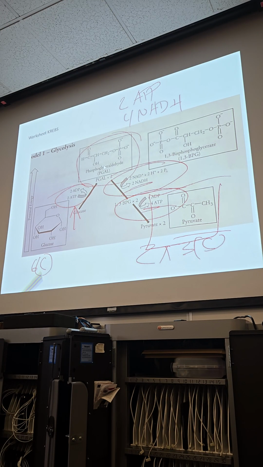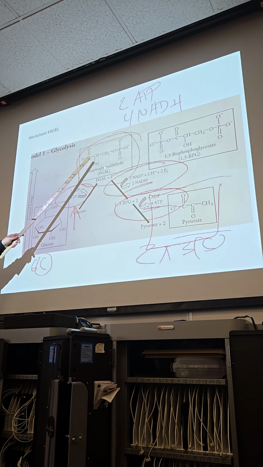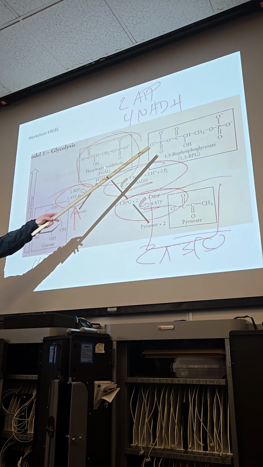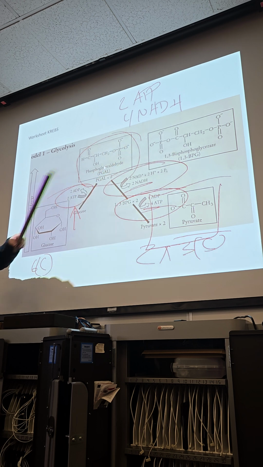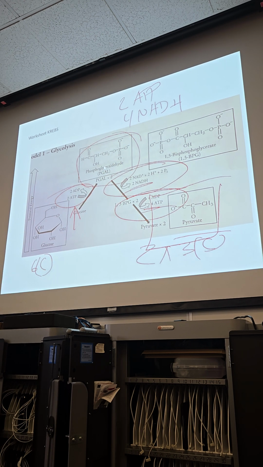I lied. 1, 2, 3, 4, 5. 1, 2, 3, 4. That one has more. Damn it. Try it. Count your H's. That's the difference. Count your hydrogens, because otherwise it doesn't work.